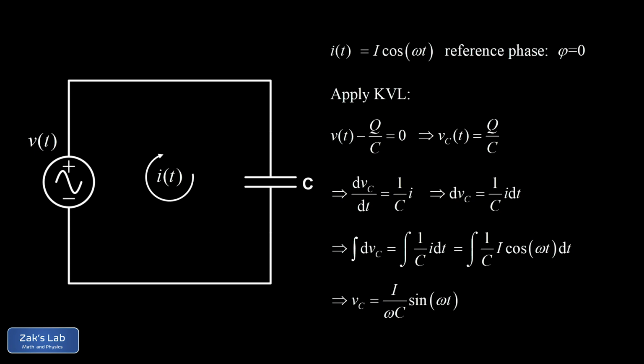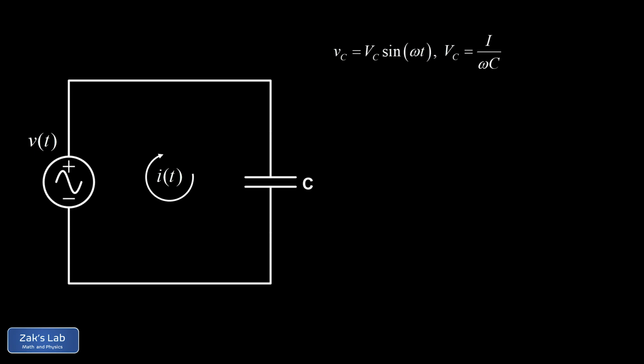So we end up with a voltage function of I over omega C times sine omega t, and we're going to call that jumble of constants out in front the voltage amplitude. We call that capital V sub C. So we can write this as V sub C sine omega t, where V sub C is I over omega C.